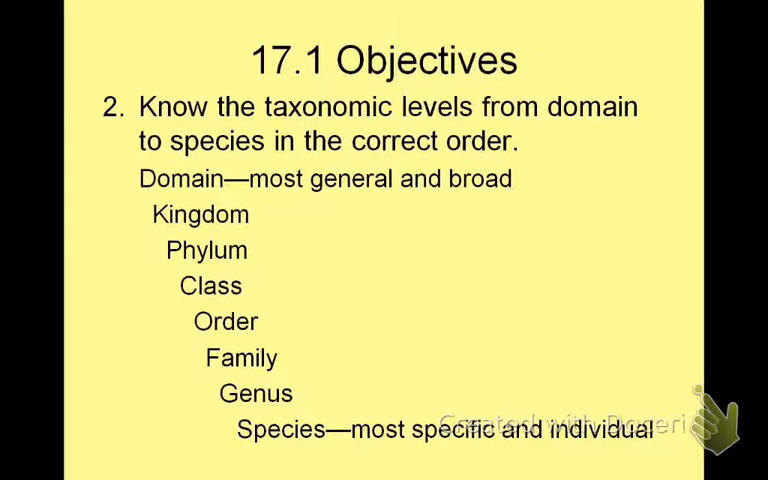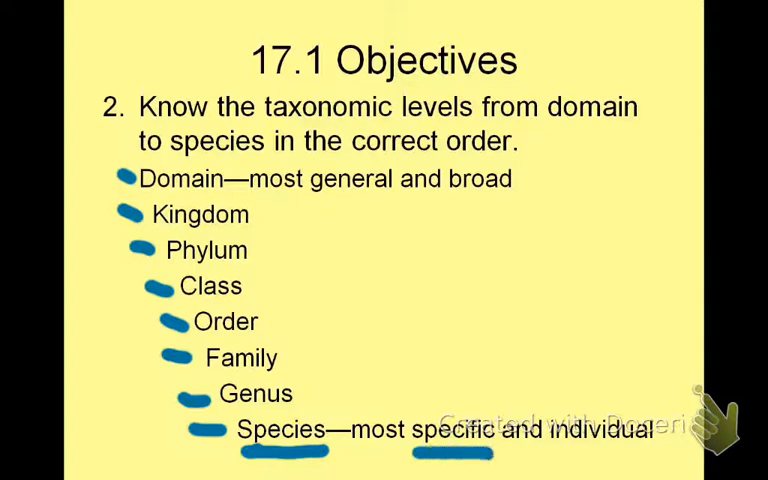Objective 2 is to know those taxonomic levels, those taxa is plural, from domain to species in the correct order. So it's domain, which is the most general and broad. Then we go kingdom, phylum, class, order, family, genus, species. Species, you can look at the word itself and you can see similarities to the word specific. So species is the most specific and individualized taxa of them all.